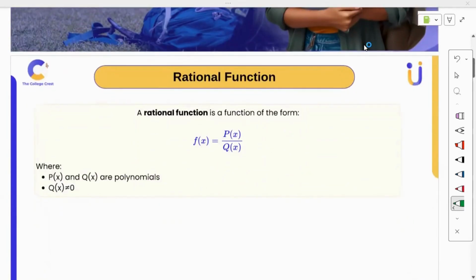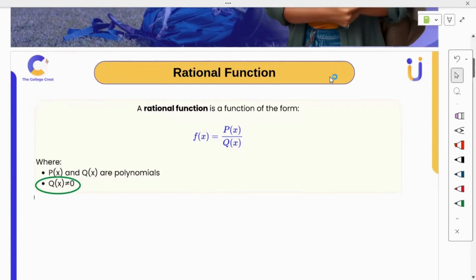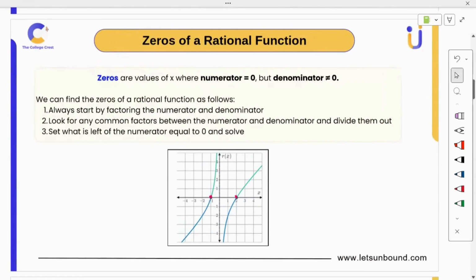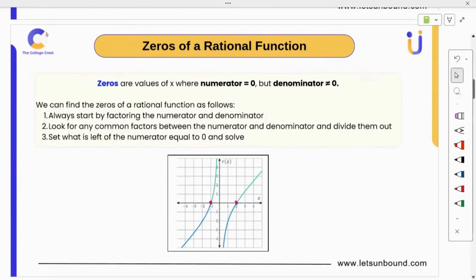So what is a rational function? It will be of the form p of x by q of x, where p of x and q of x are polynomials and q of x should not be 0. Those values we have to exclude. So that's a simple rational function. What are zeros of rational functions? As with other functions, finding zeros means finding where it crosses the x-axis. Same for a rational function, where it crosses the x-axis, those are zeros. And here, zeros are values of x where the numerator is 0, but the denominator should not be 0.